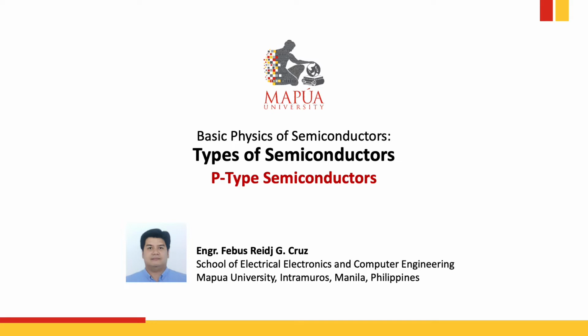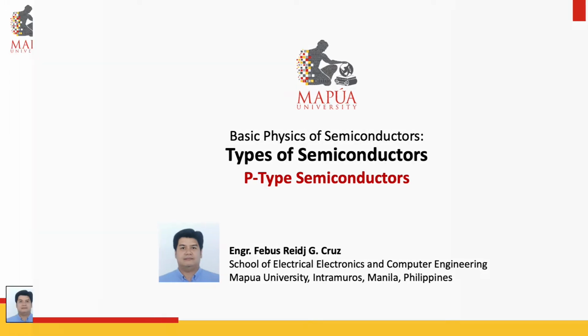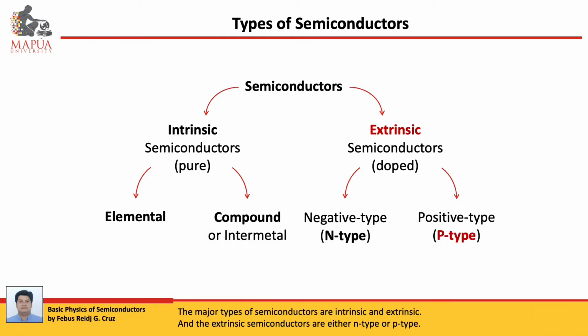In this video, you will be familiar with how P-type semiconductors are made and their characteristics. The major types of semiconductors are intrinsic and extrinsic. And the extrinsic semiconductors are either N-type or P-type.